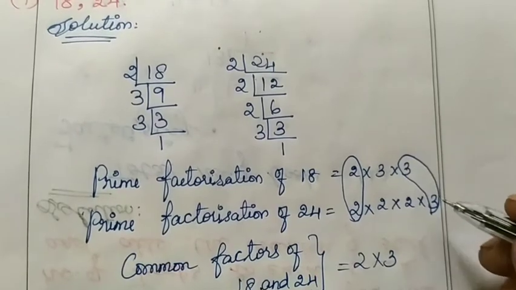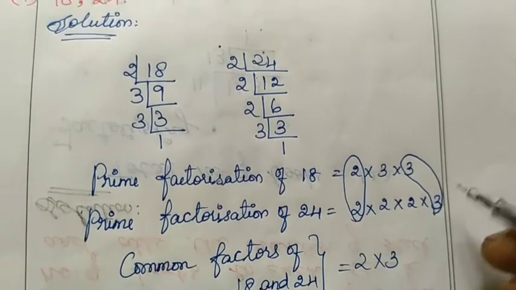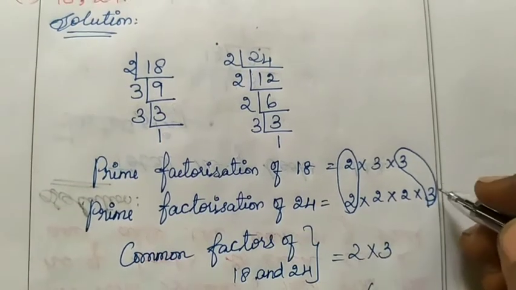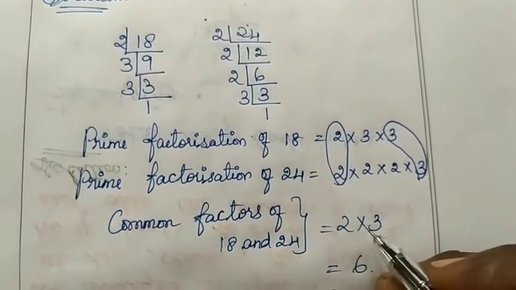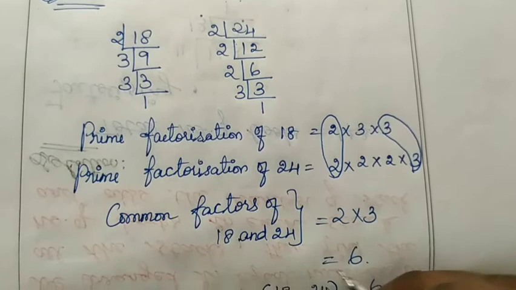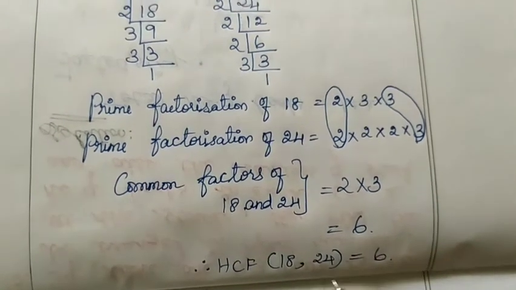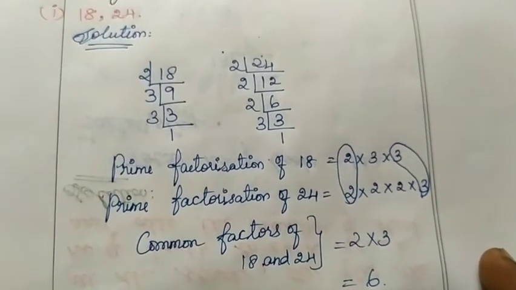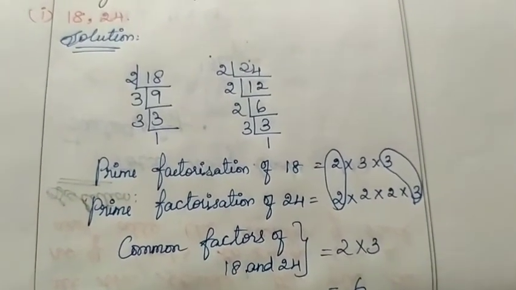Here 3 is present, here also there is 3. So these numbers are the common factors. So I take one 2 and then one 3. Finally we get 2 3s are 6. This 6 is the HCF of numbers 18 comma 24. Can you understand? Very important question, mark it. Write down in your classwork.